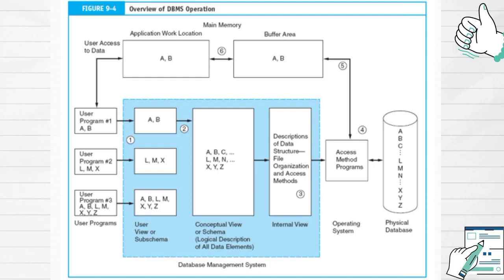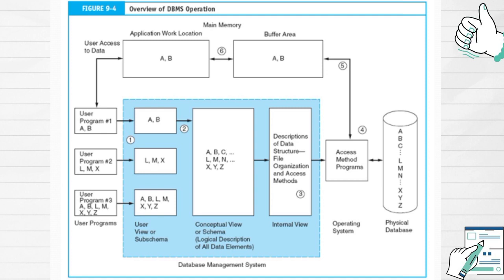So here is the illustration of the overview of database management system operation. These are the typical sequence of events that occur in accessing data through a database management system. First, user programs, which are user programs 1, 2, and 3, send a request or call for data to the database management system. The call is written in a special data manipulation language that is embedded in the user program.